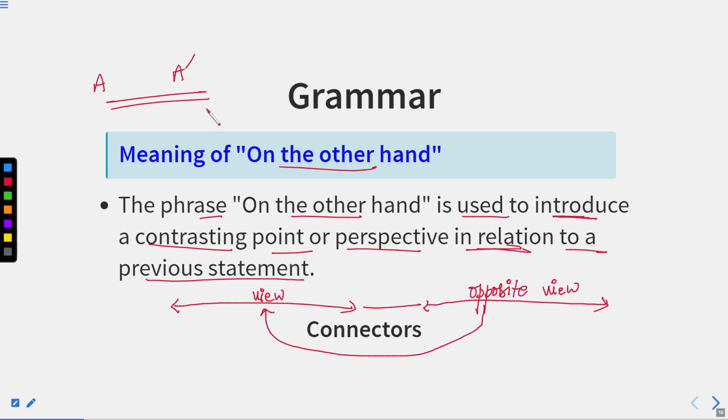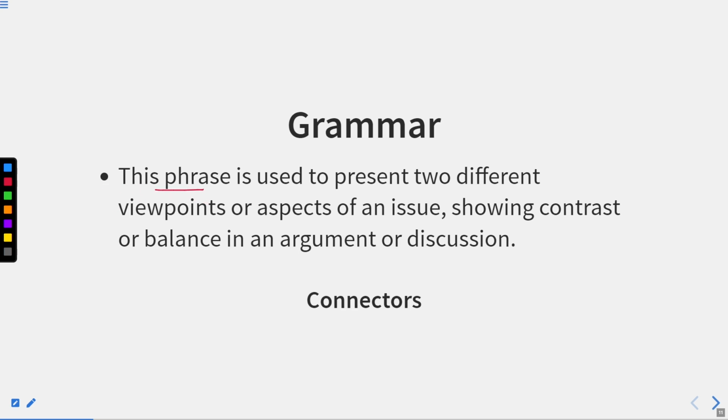So you must have seen these types of structures in graphs and number lines, where sometimes we write x and then x dash, or y dash, just to show that on one side we have positive numbers, and on the other hand we have negative numbers. So this is how we can use this a and a dash structure, and this on the other hand structure. So let's continue.